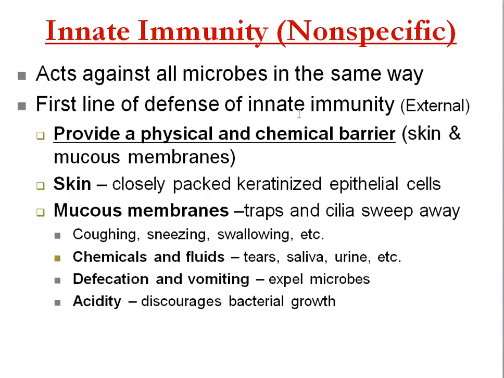Our first line of defense of innate immunity, this is our external defense. So first line of defense is external, provides a physical and chemical barrier, and with this we're talking about your skin and your mucous membranes, the things that stop things from getting into our system right out of the gate. So our skin and our mucous membranes are part of that first line of defense of innate immunity. Skin, closely packed keratinized epithelial cells, and then with our mucous membranes, they trap any invaders or microbes, and the cilia sweep them away. Coughing, sneezing, swallowing, all part of that first line of defense of innate immunity.